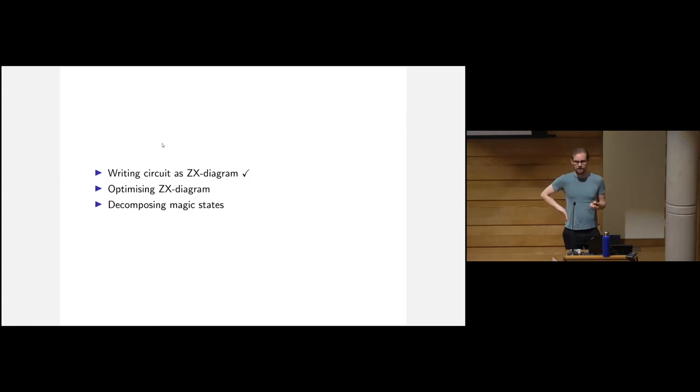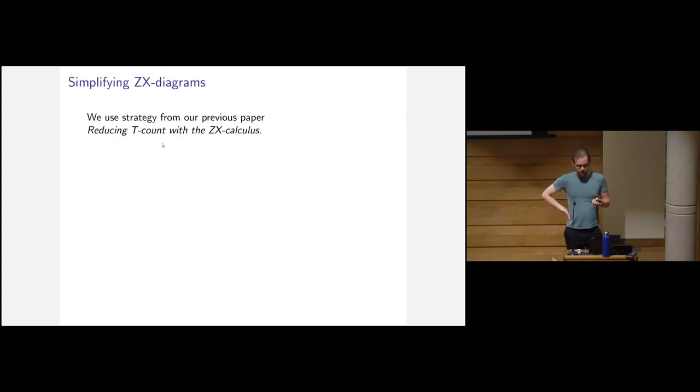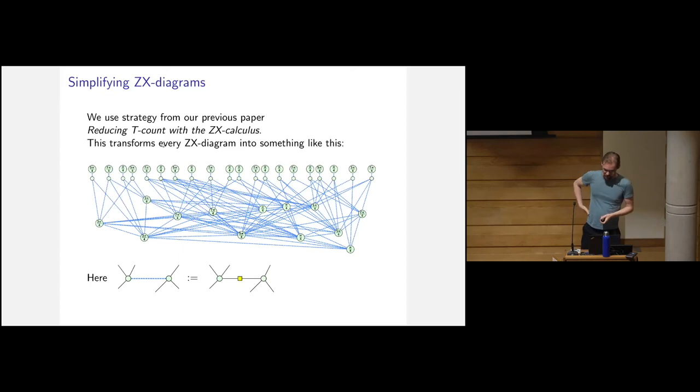So now on to optimizing ZX diagrams. I'm not going to go into the details of how we do this, because it's all explained in the previous paper, Reducing T-count with the ZX-calculus. The idea of this strategy is that we are given a ZX diagram, which has inputs and outputs, and there are all these internal spiders that are not connected to inputs and outputs, but connected to other spiders. And we try to remove as many of those spiders as possible. In the process, we hopefully are able to fuse spiders, which cancels T gates, and then makes our diagram more Clifford. Once you've done that, you get a diagram that looks something like this.